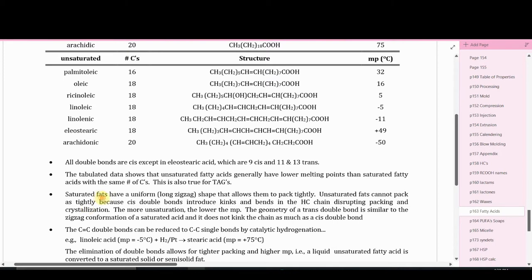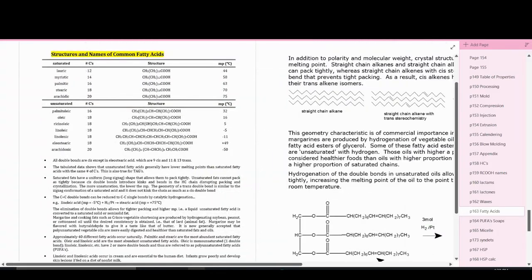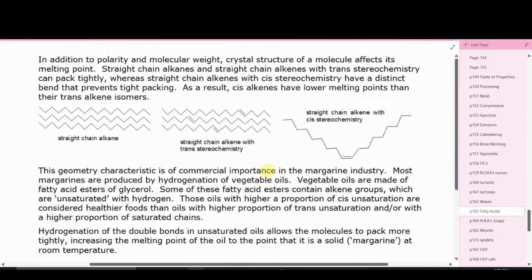Let's see, saturated fats have a uniform long zigzag shape that allows them to pack tightly. Unsaturated fats cannot pack tightly because the cis double bonds introduce kinks and bends in the hydrocarbon chains, disrupting packing and crystallization. Do you recall this from earlier organic chemistry? Here is in our first course.